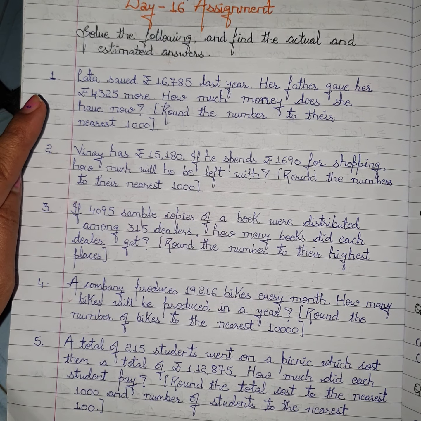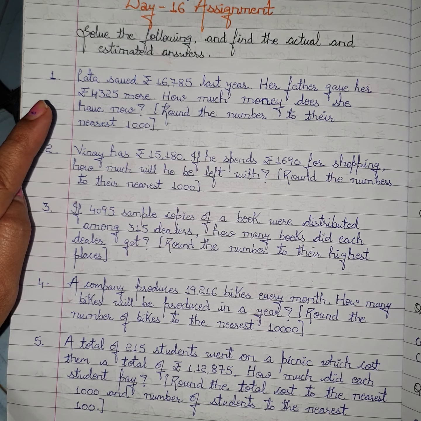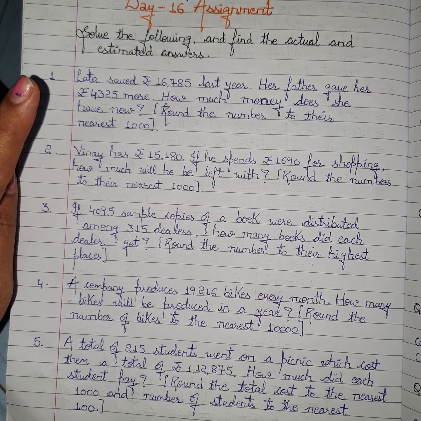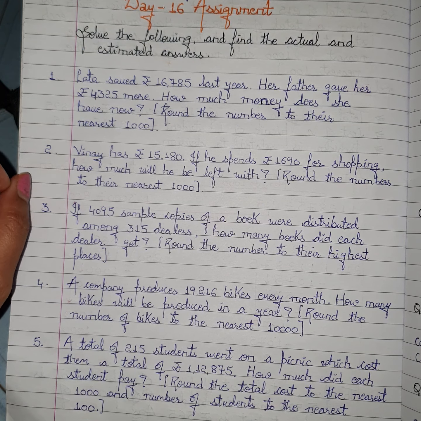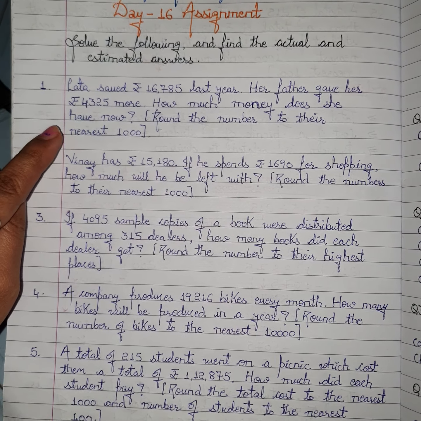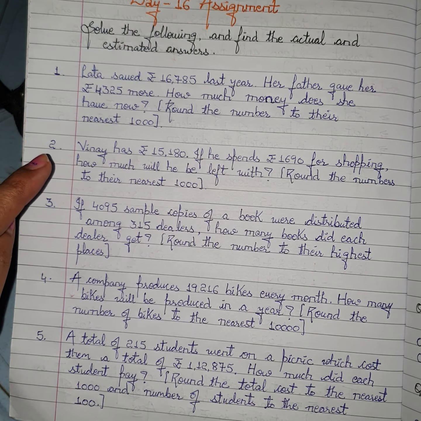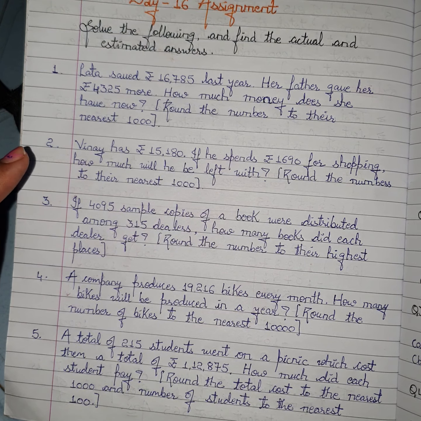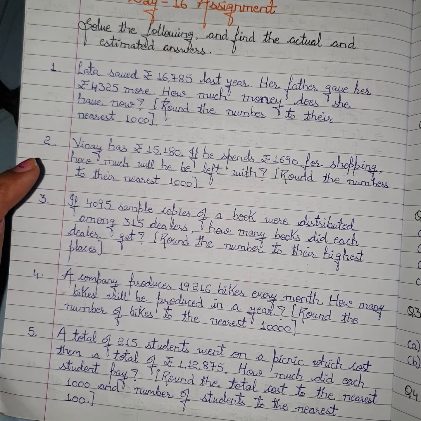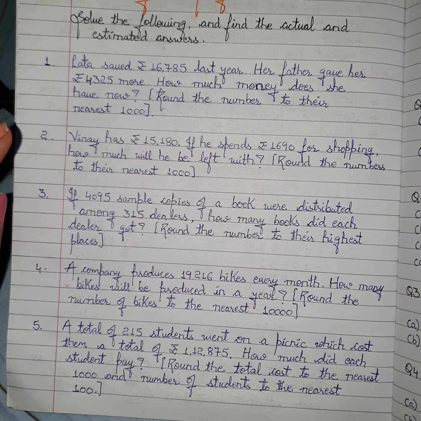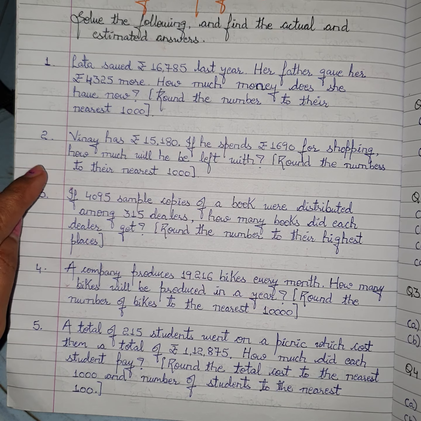See, the first question, as I have told you: Lata saved rupees 16,785 last year. Her father gave her rupees 4,325 more. How much money does she have now? Remember, you have to round it off to the nearest 1000. Then the second question: Vinay has rupees 15,180. If he spends rupees 1,690 on shopping, how much will be left with him? Again you have to round it off to the nearest 1000.